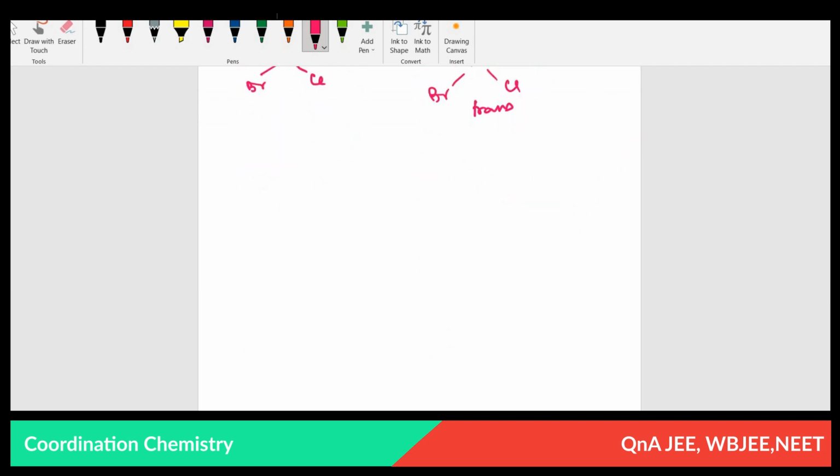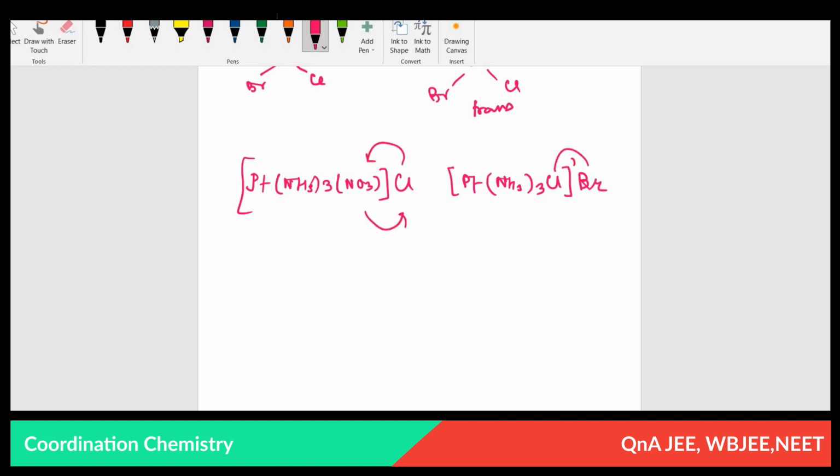See, in option number D, we have two complexes, [Pt(NH3)3Cl]NO3, right? And we have [Pt(NH3)3Br]Cl. So this can show kind of ionization isomerism. How? Just replace these two ligands in their position. So we'll get [Pt(NH3)3(NO3)]Cl and we'll get [Pt(NH3)3Cl]Br.